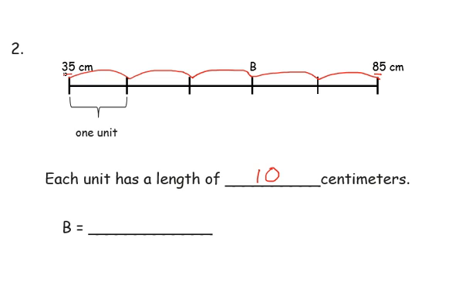Then to determine the value of B, skip count again, we have 45, 55, 65. That tells me B is at the 65 centimeter mark. B equals 65 centimeters.